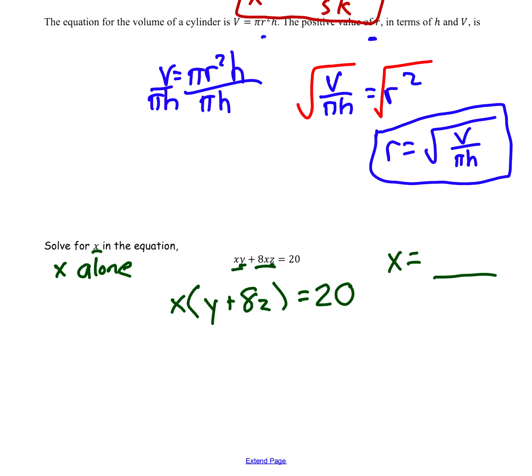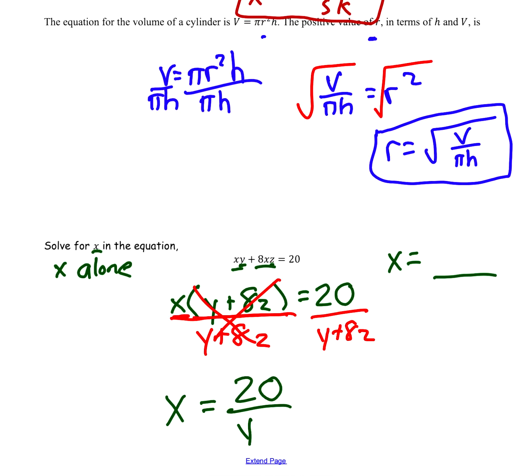And now it's important to see what that accomplishes. So we now just have the x on the outside here. And what's happening with the x? It's getting multiplied by y plus 8z. So what could I do? What's the opposite of multiplying by y plus 8z? Well, it's dividing by y plus 8z. So I divide by y plus 8z on both sides. That gets this to cancel out. So now we're just left with the x on the left side. So x would equal 20 over y plus 8z. And that's our answer.